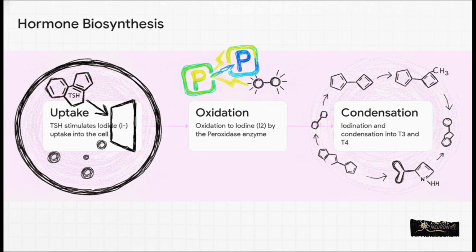Okay, step 1. Thyroid-stimulating hormone, or TSH, knocks on the door and stimulates the uptake of iodide into the cell. Step 2, and I'd highlight this in bright neon colors if I could, is the oxidation of that iodide into iodine, and this is done by the peroxidase enzyme. Step 3 involves iodination and condensation to form T3 and T4. Now listen closely. The peroxidase enzyme is the absolute key to understanding how our hyperthyroid drugs work later. Lock that into your memory right now.